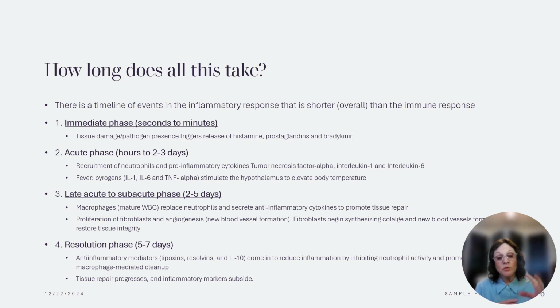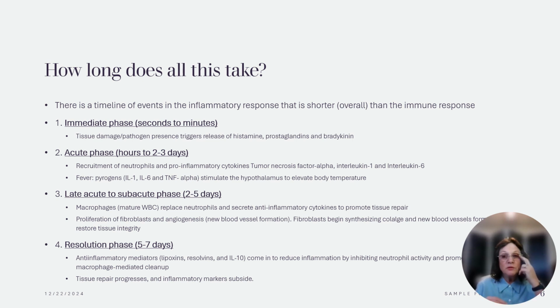This is where we're going to have proliferation of fibroblasts, which are going to help to make the clot. We're going to see angiogenesis, which again is a fancy word for creation of new blood vessels, which we absolutely need in order to feed the healing tissue. And those fibroblasts are going to begin synthesizing collagen and new blood vessel formation to restore the integrity of the tissue.